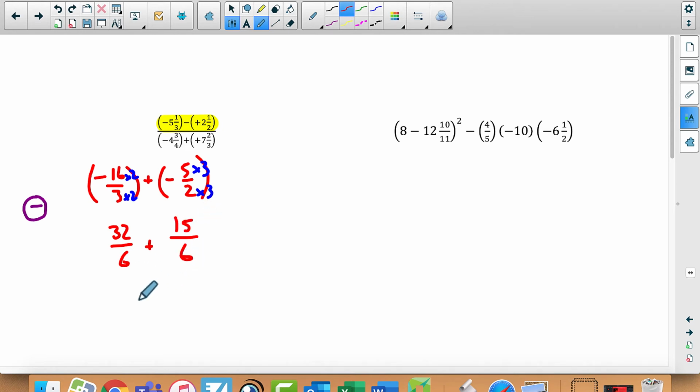Now we can get this answer. Keep the 6 the same. 32 plus 15 is 47 over 6. That's in lowest terms. I'm going to leave it there. I'm not going to make it mixed because we're going to eventually divide.